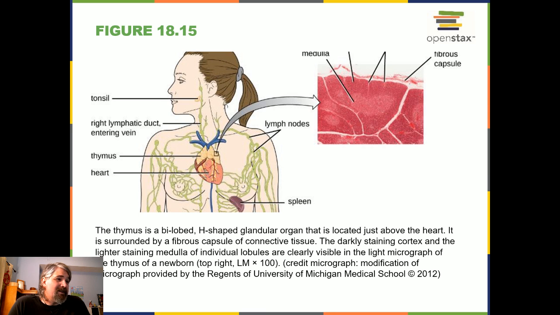That's where these originate. But remember the T cells mature in the thymus, right? So your thymus is a bilobed, H-shaped glandular organ that is located just above the heart. It is surrounded by a fibrous capsule of connective tissue. There we go. Are we looking at some lymph stuff too? Yeah, that's good.